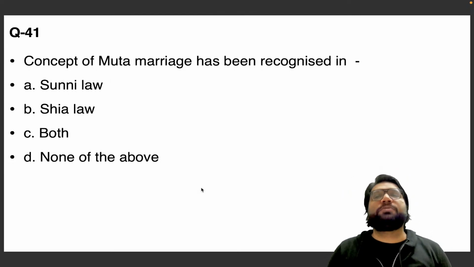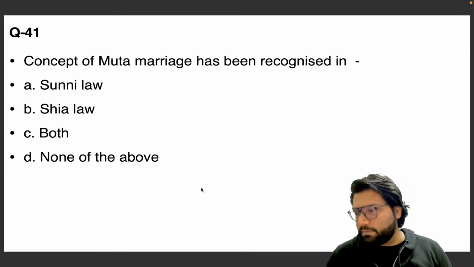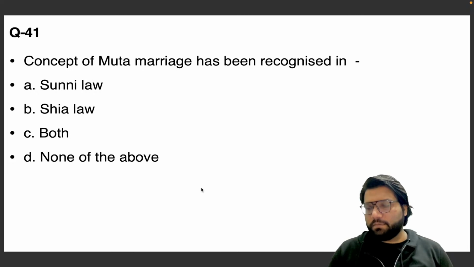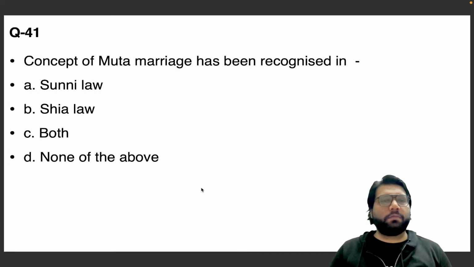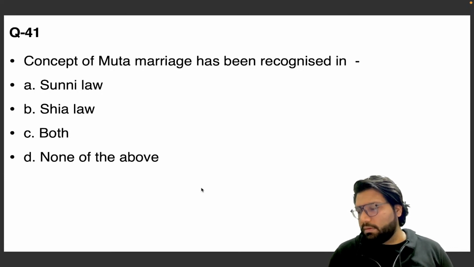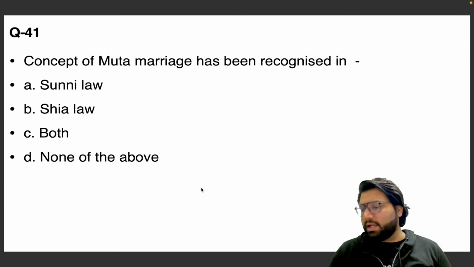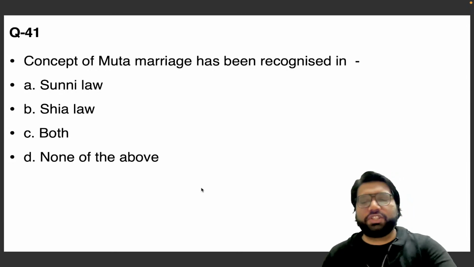Concept of muta marriage has been recognized in, first one to answer correctly. Okay, yes. Natasha, Kanika, Ayush, Vandana, Hina. Everyone's answer is correct. That is Shia Law.